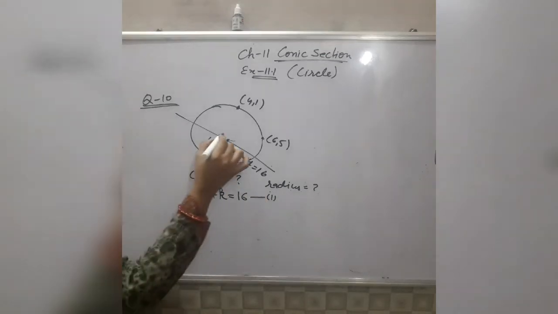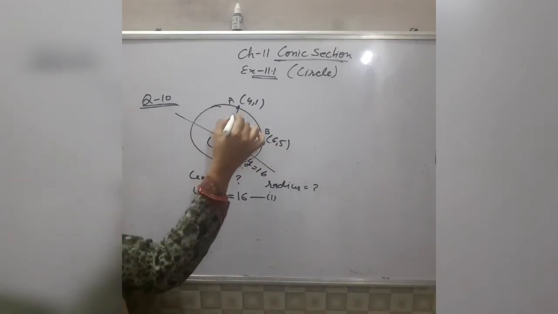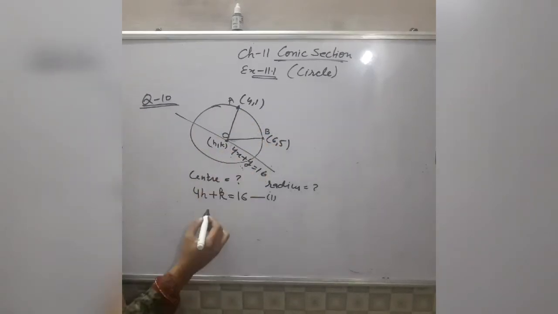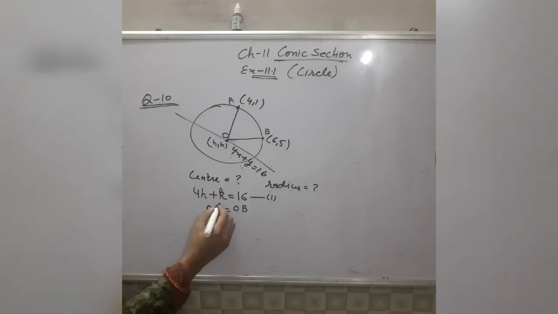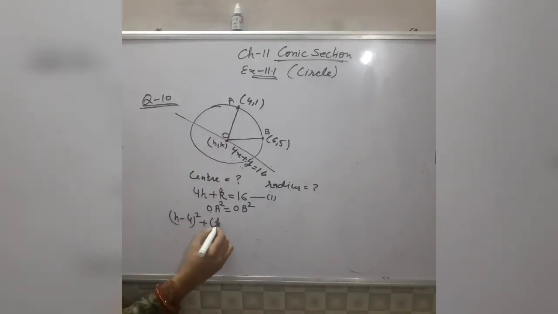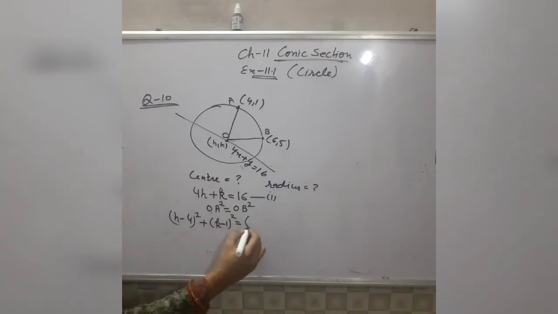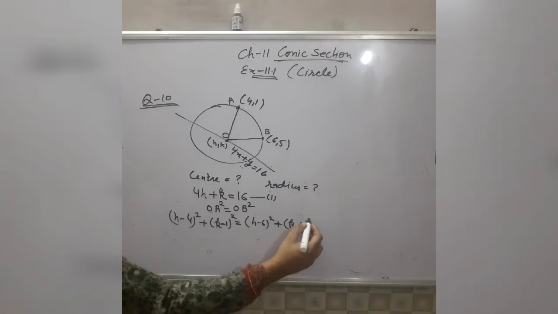Now let us suppose the center of the circle is O and these 2 points are A and B. Distance OA is equal to OB because OA is a radius and OB is a radius, and radii of the same circle are always equal. That's why OA is equal to OB and then OA square is also equal to OB square. Then by the distance formula you will get (h - 4)^2 + (k - 1)^2 = (h - 6)^2 + (k - 5)^2.